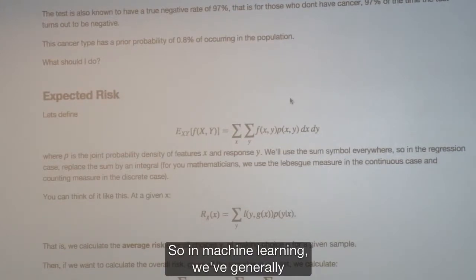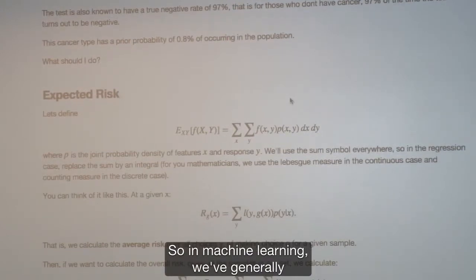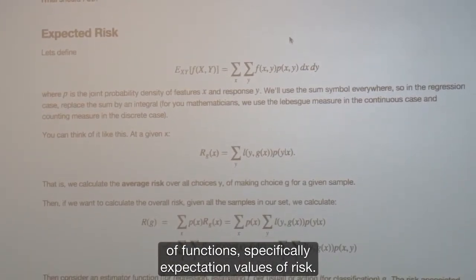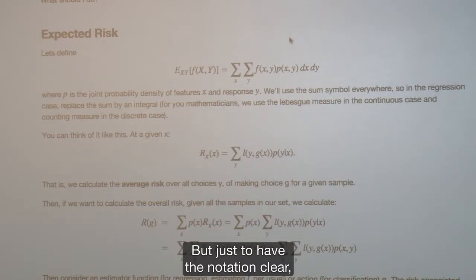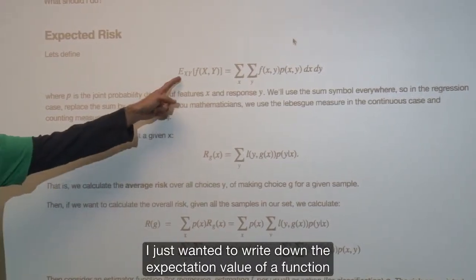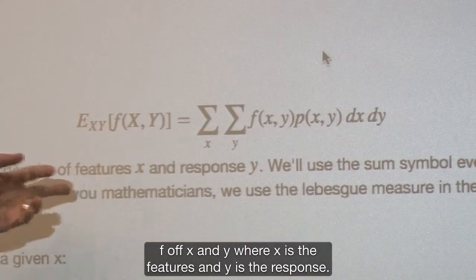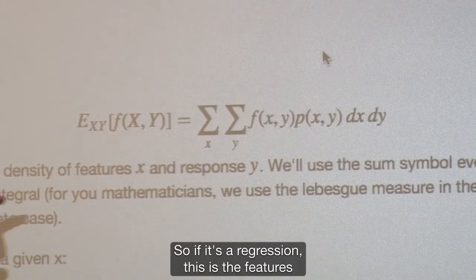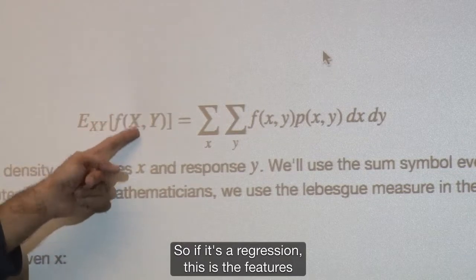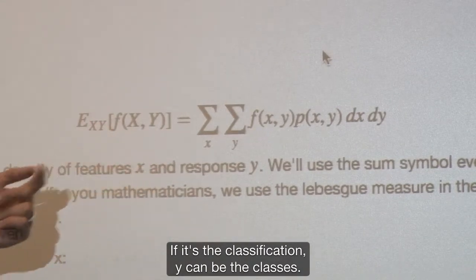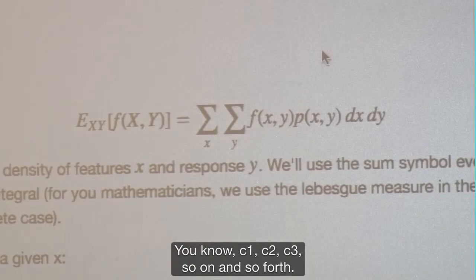So in machine learning, we've generally been talking about expectation values of functions, specifically expectation values of risk. But just to have the notation clear, I just wanted to write down the expectation value of a function f of x and y, where x is the features and y is the response. So if it's a regression, this is the features for the regression, and y is the continuous variable. If it's a classification, y can be the classes, C1, C2, C3, and so on.